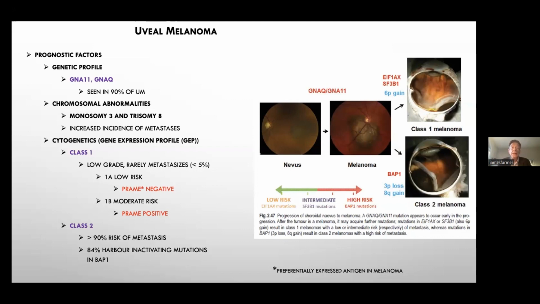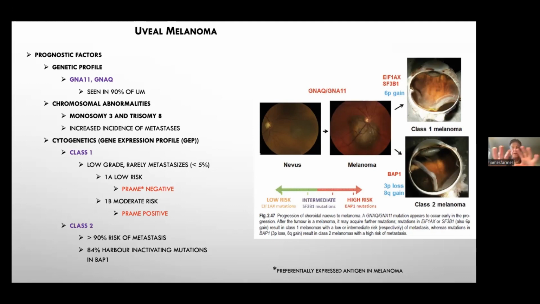We now clinically use gene expression profile on tumor samples looking at RNA, and we can classify them into class 1 and class 2. Class 1 is a low-grade tumor, rarely metastasizes, has a genetic profile like a nevus, and has a very good prognosis. But we've now been able to subdivide it according to its PRAME expression. And you're all familiar with PRAME, I'm sure, the preferentially expressed antigen in melanoma, which is used in dermatopathology more and more for helping to diagnose melanomas. If it's PRAME negative, it's got a very low risk of metastasis. If it's PRAME positive, it's got a moderate risk. And then if it's class 2, it's got a 90% risk of metastasis, and 84% of these have an inactivation in the BAP1 gene.